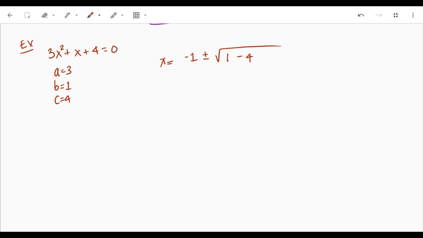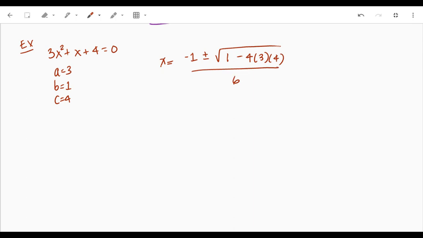So the next one we've got 3x squared plus x plus 4 equals 0. A is 3, B is 1, C is 4. So x will equal, again, the opposite of b, plus or minus the square root of b squared minus 4 times a times c all over 2a.